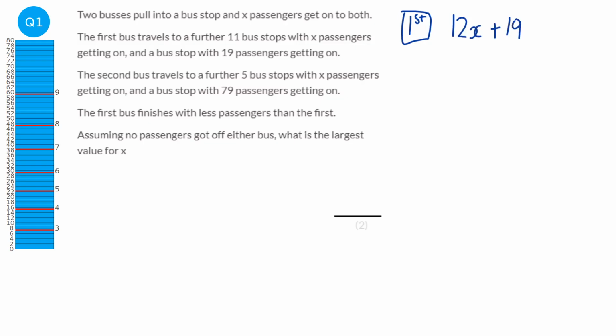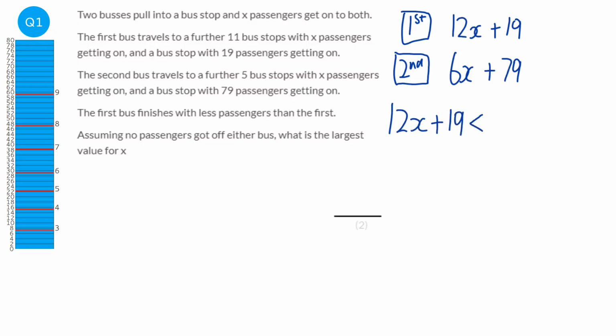And then on the last bus stop, 19 passengers get on. So plus 19. Now for the second bus, well, we start with X and a further 5X come on. Because 5 bus stops with X passengers, so that's 6X altogether. And then 79 get on. And it says the first bus finishes with less passengers than the second. So the first bus finishes with less. And the way we show that is with this inequality here.